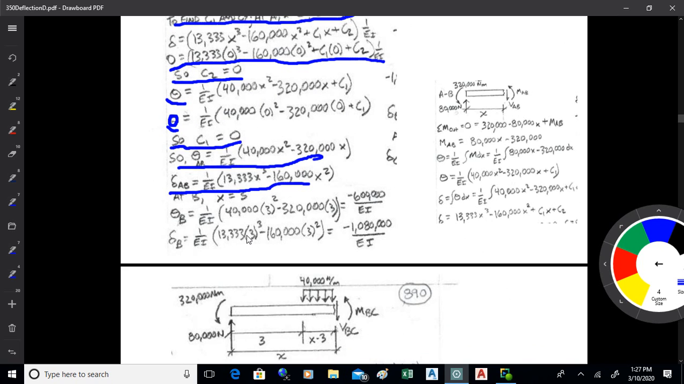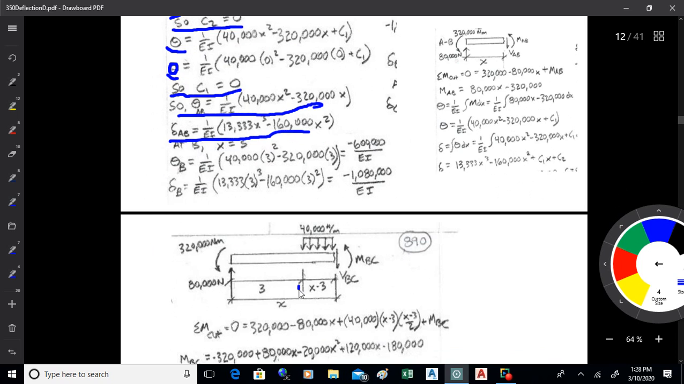I do that by using my new equations where I've evaluated C1 and C2, and I plug in x equals 3, because that's point B, right here. So I'm just plugging x equals 3 into these equations. I keep the EI and just run it through. When I get the angle at B, the slope, I get negative 600,000 over EI. And when I get delta at point B, I get negative 1,080,000 over EI. Okay? I'm just plugging 3 into the theta equation and the delta equation.